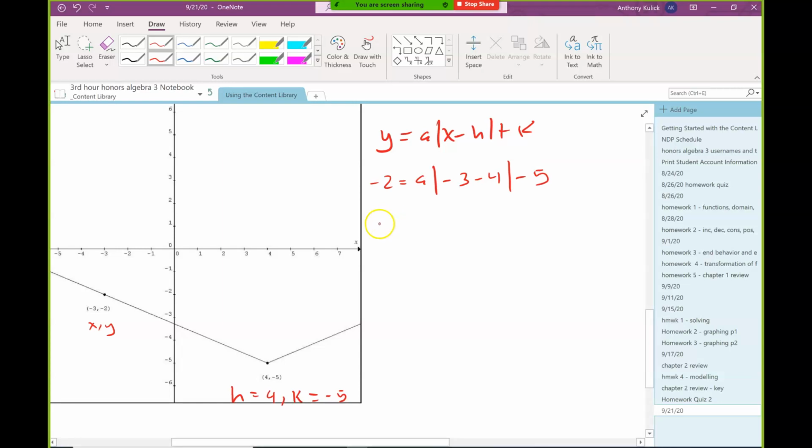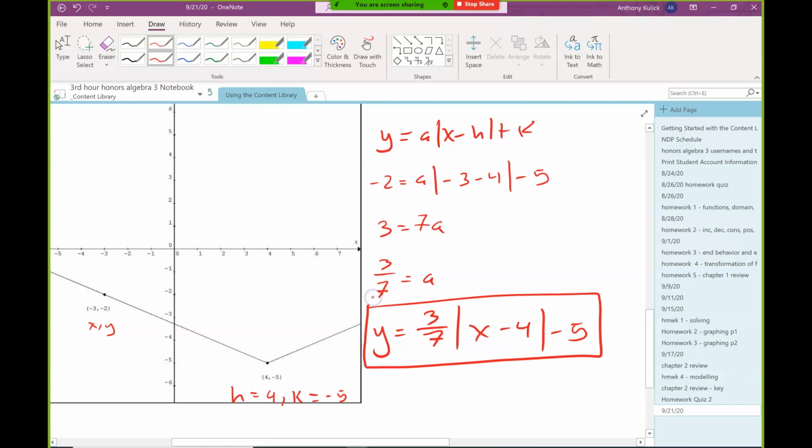So I'll add 5 to both sides. And then -3 minus 4 is -7. The absolute value of -7 is +7, and a times 7 is just 7a. And then if I divide both sides by 7, I get 3/7. So we'd say y equals 3/7 times the absolute value of x minus 4, minus 5. Is that okay?